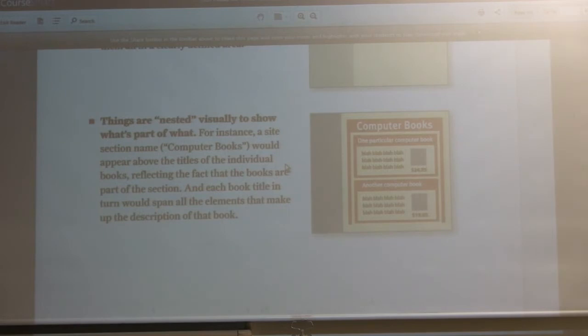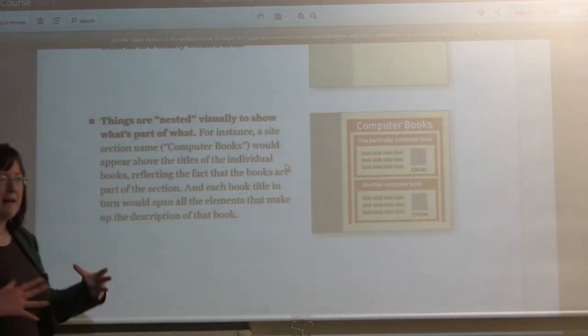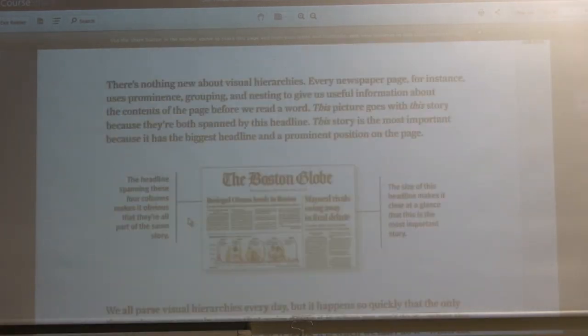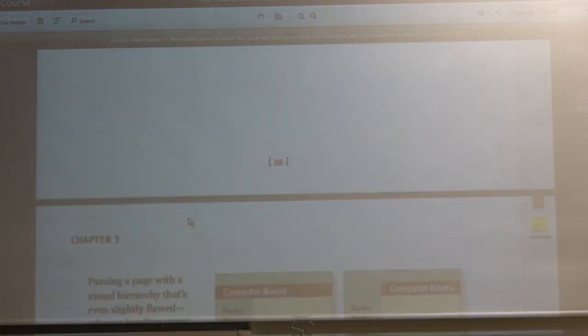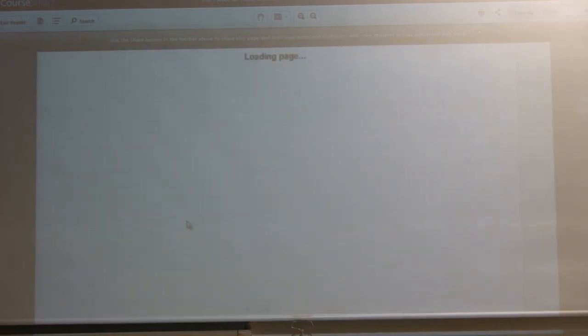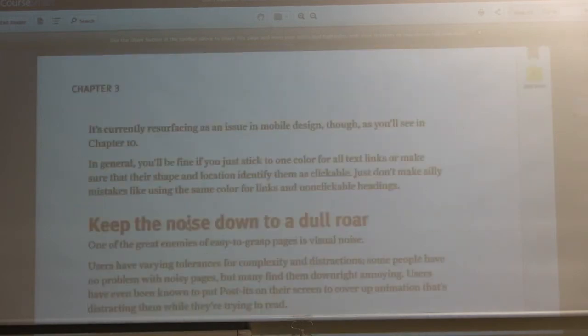The other thing that you can do is you can nest things to show that they belong together. And I think we're all doing that with the divs where we put things inside that are grouping pictures together that belong together. Break up your pages and just make it obvious that it's clickable. We sort of talked about that.